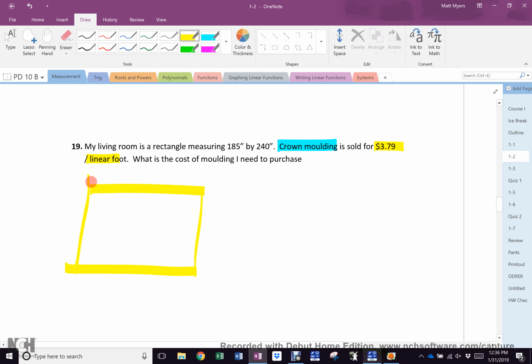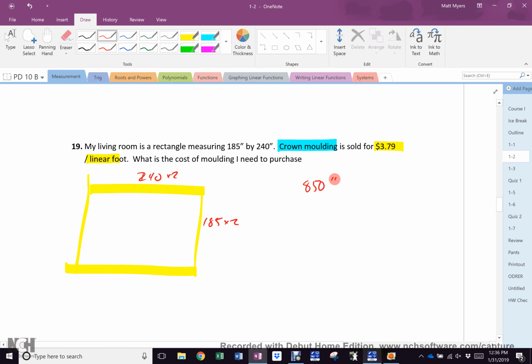Right? So how long is this? 240. How long is this? 185. So how many inches do I need to go all the way around? What do I have to do to this guy? Times 2. What do I have to do to this guy? Times 2. Could I add them both together and then multiply? Yeah. Does it matter which way you do this? You do it the way it makes sense for you. Right? So when you do that math, what do you get?